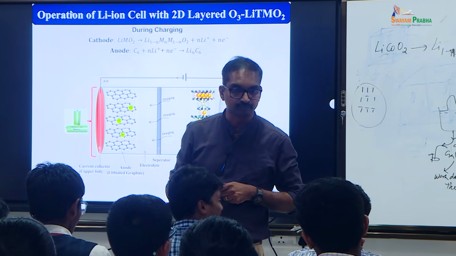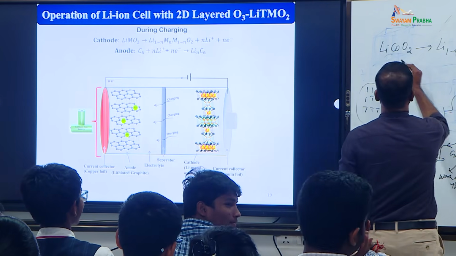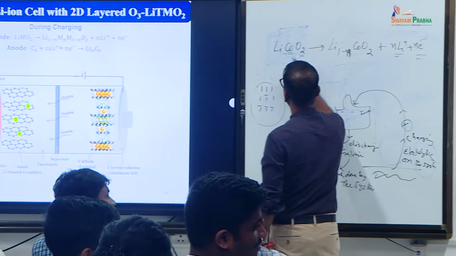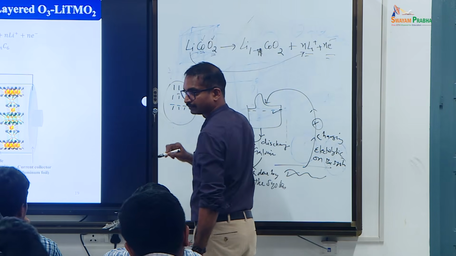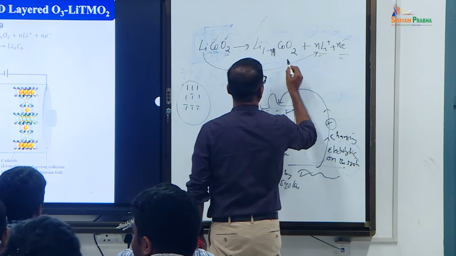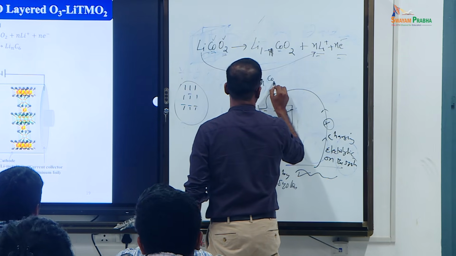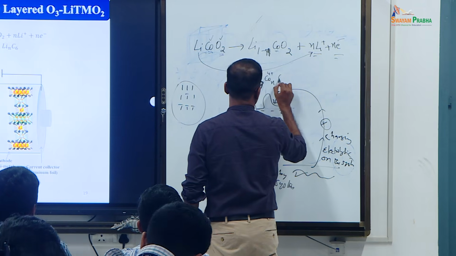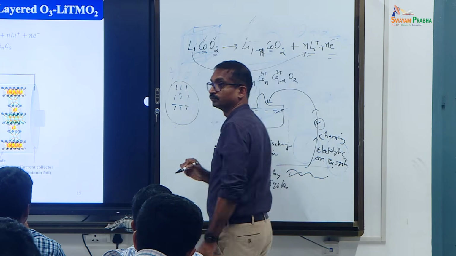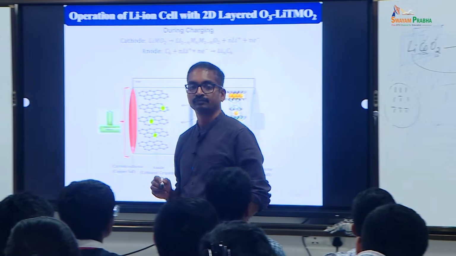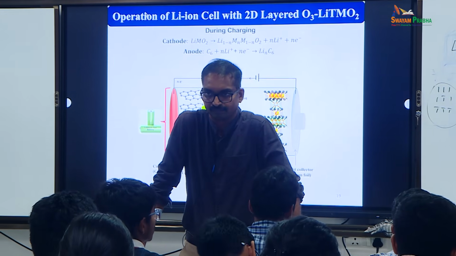Where does the electron come from? Cobalt, right? This is the cobalt and this is oxygen. When you remove lithium out, the electron can either come from this or come from this. If the electron comes from the cobalt, the way I have to write it, if N lithium gets out, N cobalt will go to the 4 plus state, and the remaining 1 minus N cobalt will remain at 3 plus state, O2. Correct? So you add these two, it becomes 1 cobalt because N is a fraction.